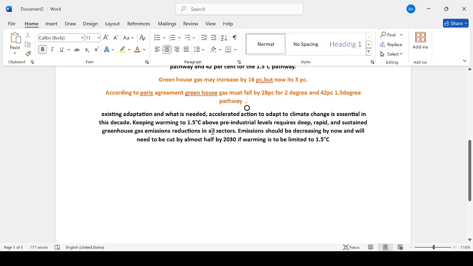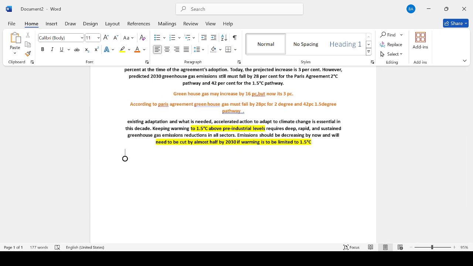So, keep warming to 1.5 degrees above pre-industrial levels. This is also an important thing, or you can do it this way if you don't want to write it. So this gets highlighted. And it requires deep, rapid, and sustained greenhouse gas emission reduction in all sectors, or emissions should be decreasing by now and need to be cut almost by 2030, so that warming is limited to 1.5 degrees. So these are the two important facts. You can delete the rest, but you can also keep it if you forget things easily.